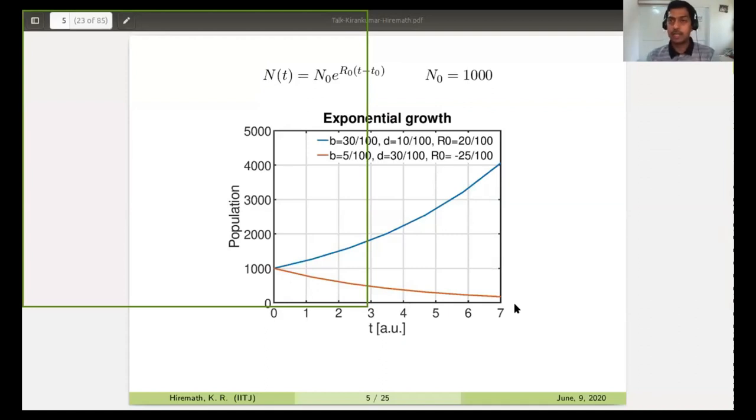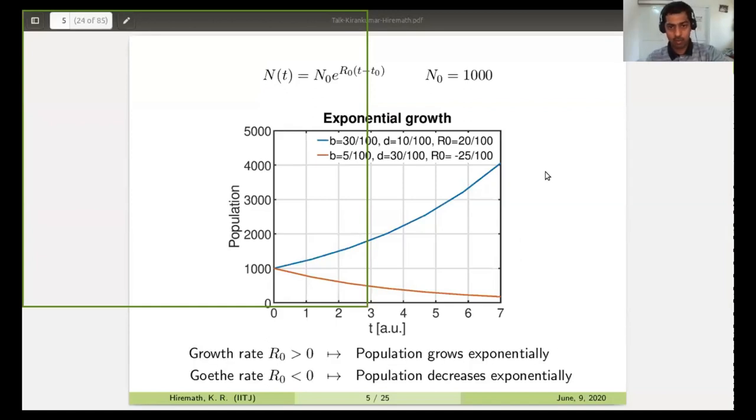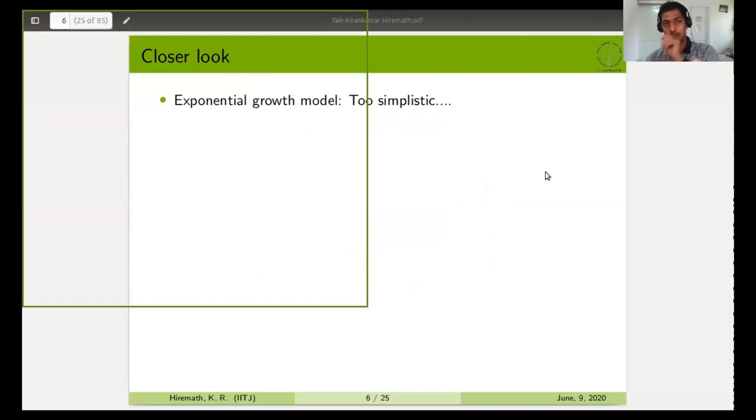But we know that in reality, it very rarely happens that in a small duration of time, population disappears, or increases exponentially. So we have to take a close look at this model. What is important here is that if growth rate is positive, population grows exponentially without stop. If growth rate is negative, then population will decrease exponentially and then go extinct. But we know that this is not reality. This exponential growth model is too simplistic.